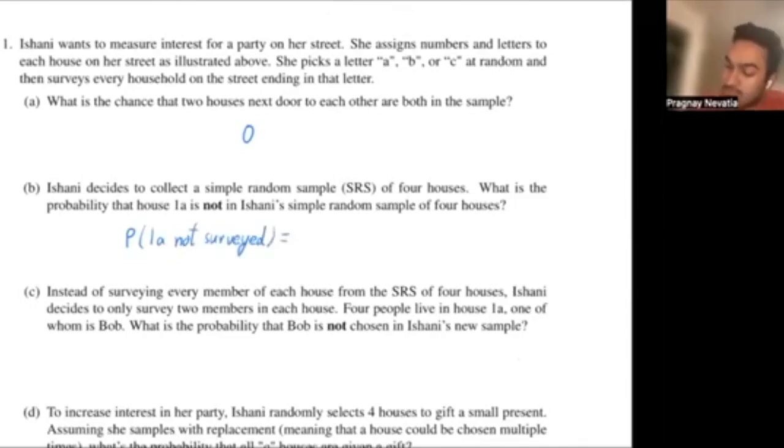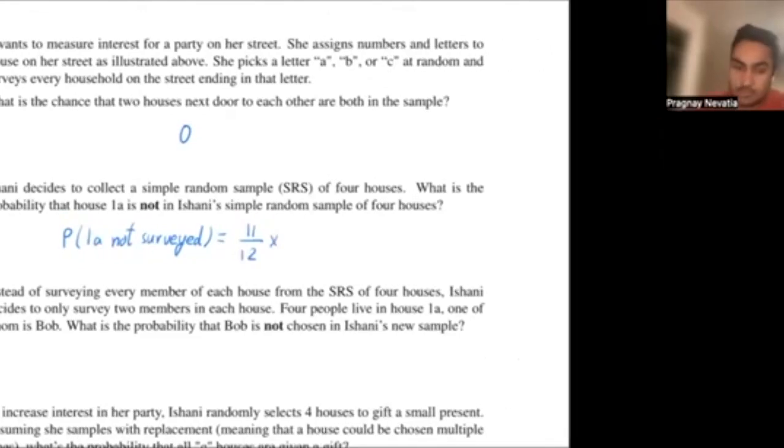So in the first round, there's 11 out of 12 options for 1A to be not surveyed. And that is the first round. And after the first round, since one house is being selected, there's only 11 houses remaining. And out of them, only 10 houses satisfy this condition. And let's keep going 4 times. And once you do that, you will get 8 by 12.